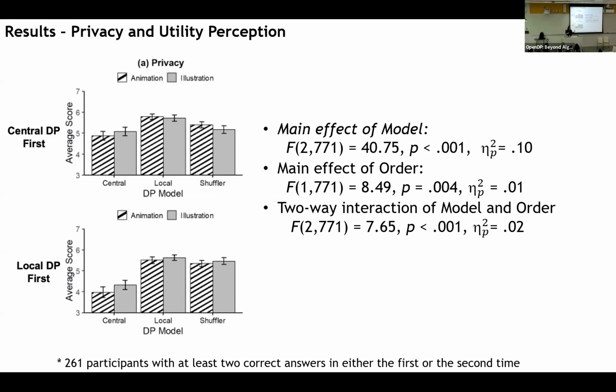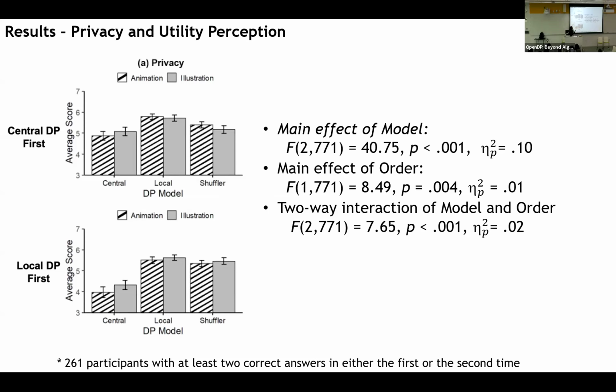As you can see here, we obtained a main effect of model, which means across the three models, the central, the local, and the shuffler, participants perceive the highest privacy protection for the local model. I think this is good, indicating their perception corresponds to the technique that we explained to them. And then the second one is the shuffler DP, and then the central DP the least.